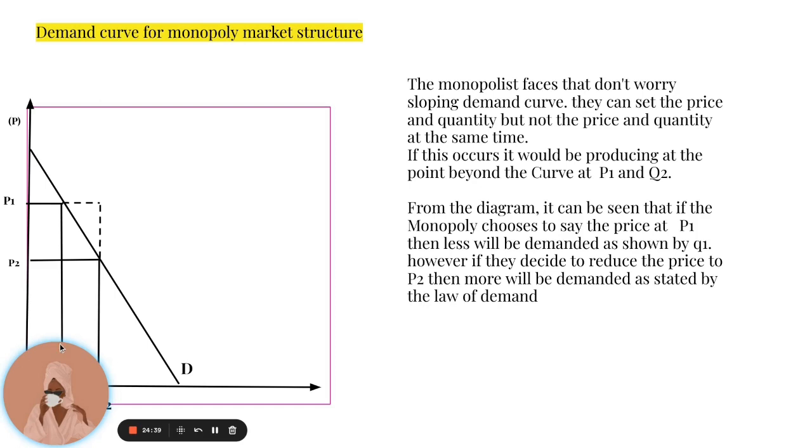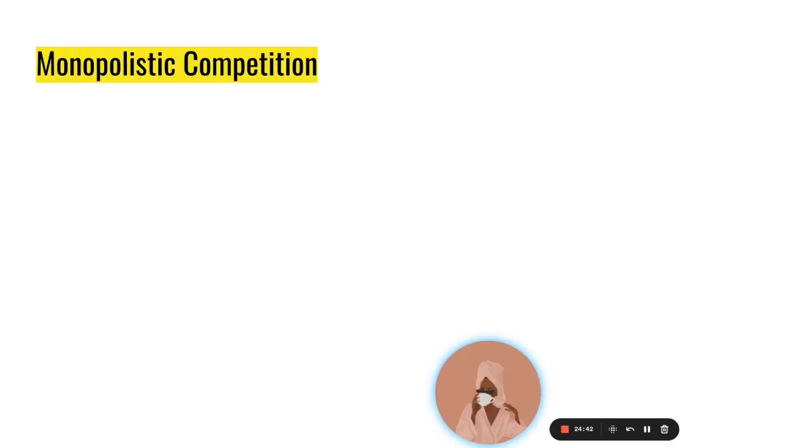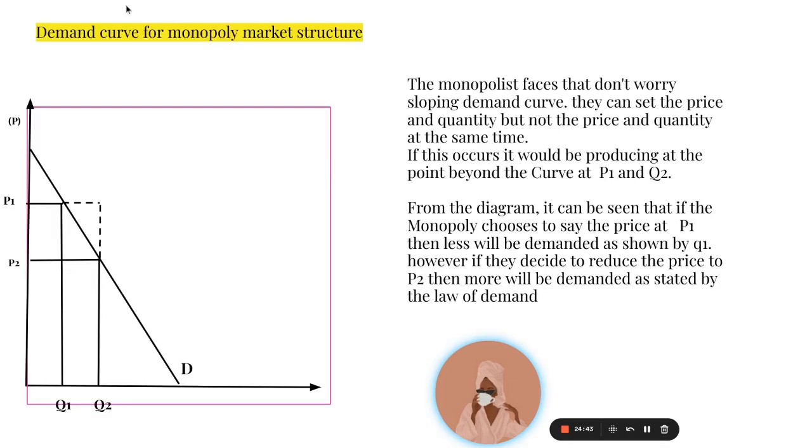Now let me explain the diagram. I skipped ahead. Now, the diagram for the monopoly structure. Right here, as we can see, there's a demand curve, and it's facing downwards. We have P1 and P2, which are the price levels. We have Q1 and Q2, which are the quantity demanded, right? Now, let me read what's on the slide.